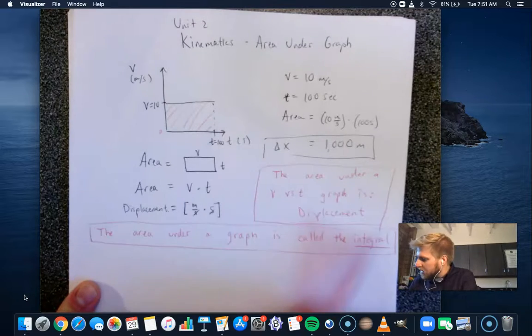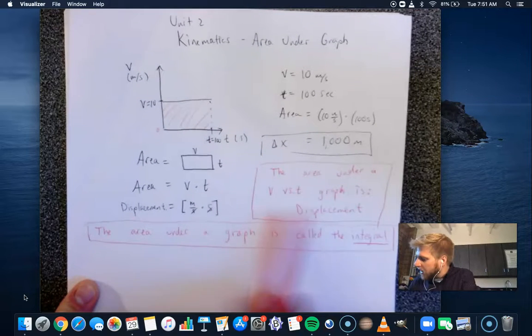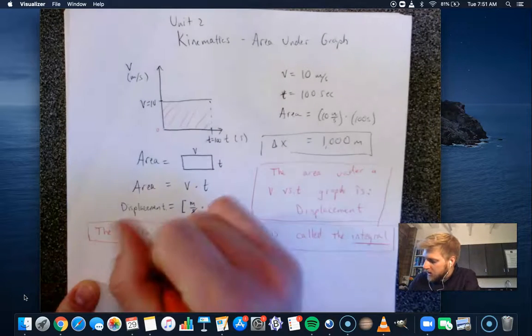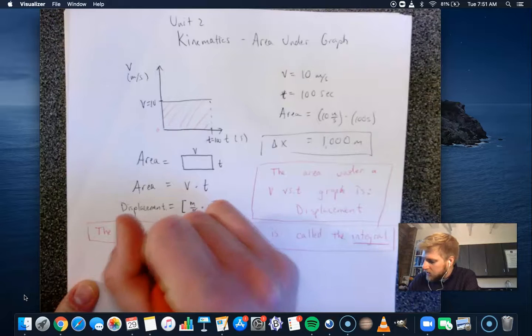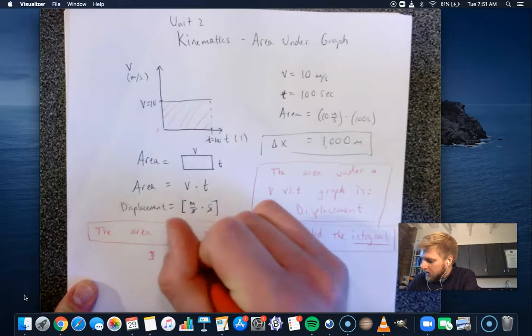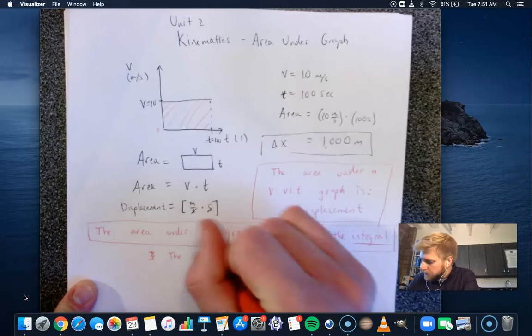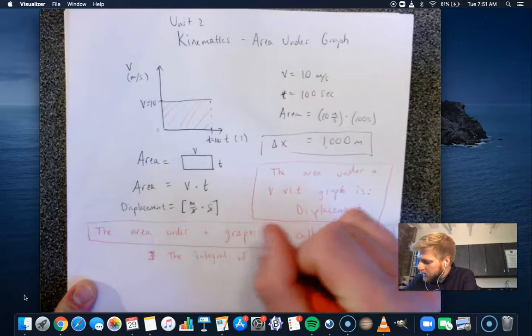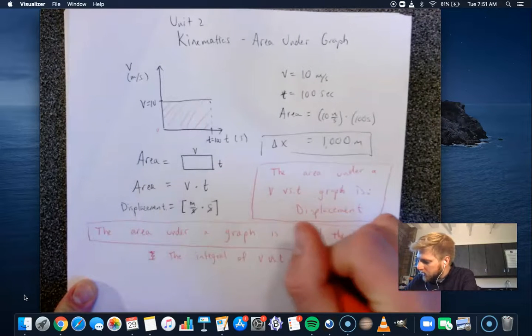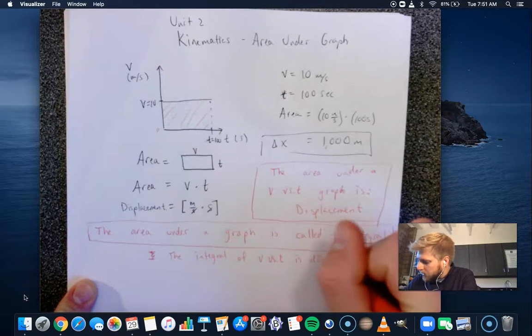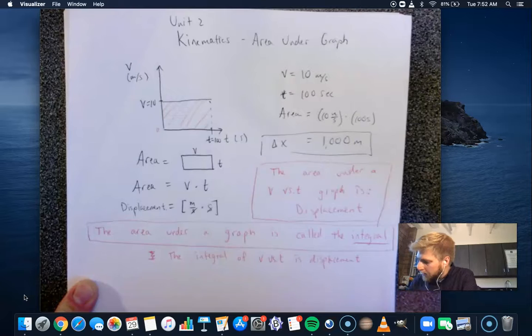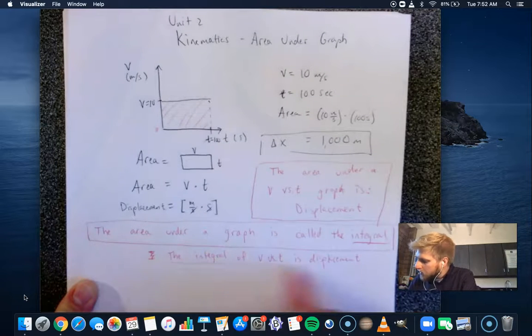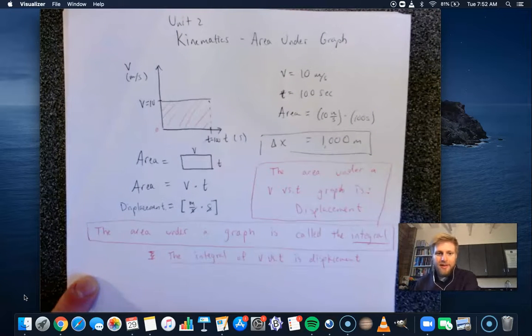So we could restate this. The area under a velocity versus time graph is displacement. We could say the integral of v versus t is displacement. Alright. So I put a bunch of things that are important in red there. We're going to extend this to something that is moving.